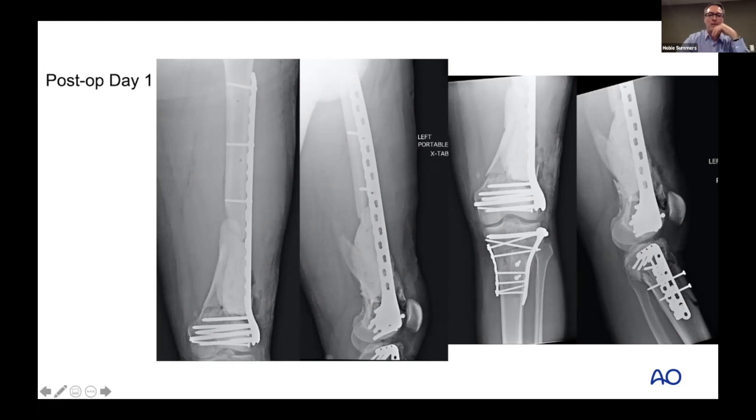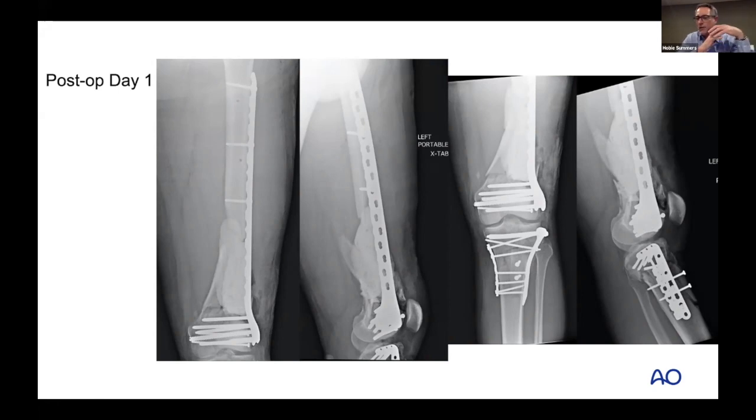60-40, 60% say not heal. So what do you guys think about non-locking screws in the shaft? I'm one of those people that I try to use non-locking screws in the shaft when I have good bone, for the most part. What do you guys think about that?